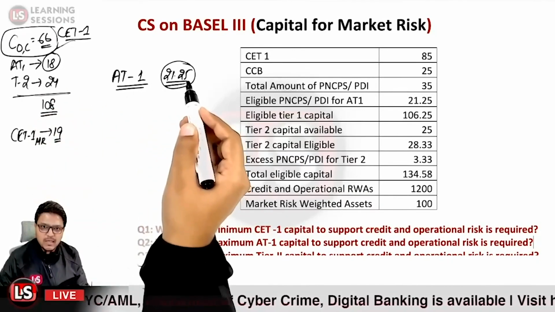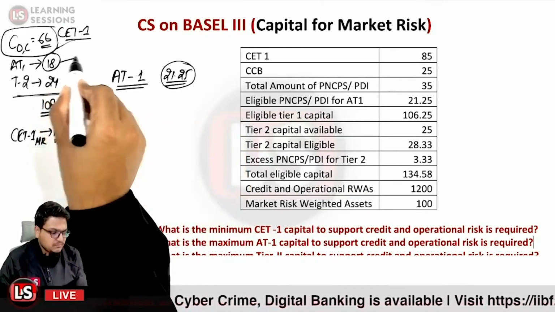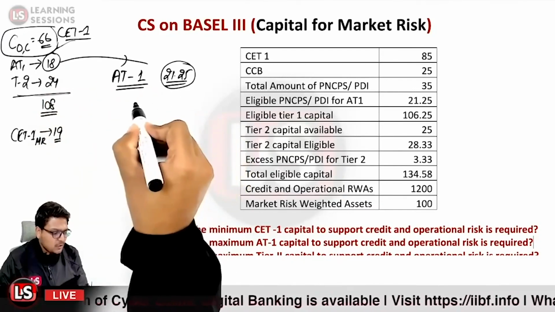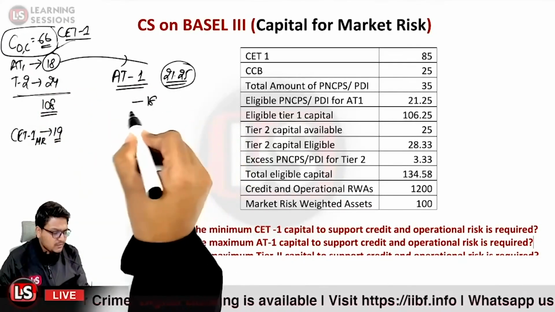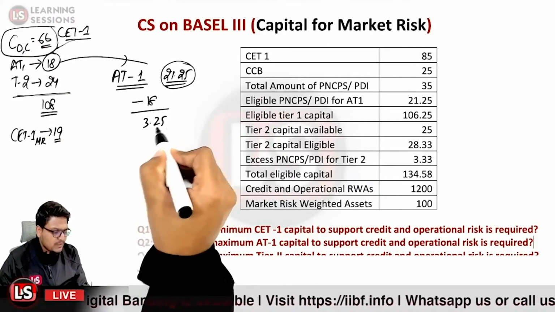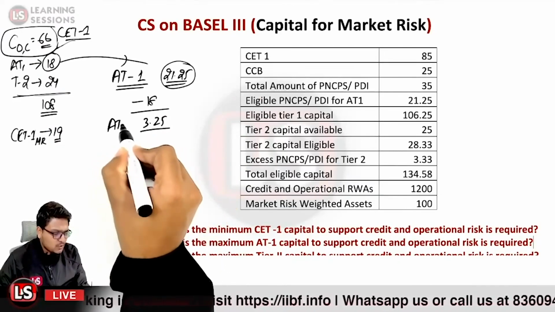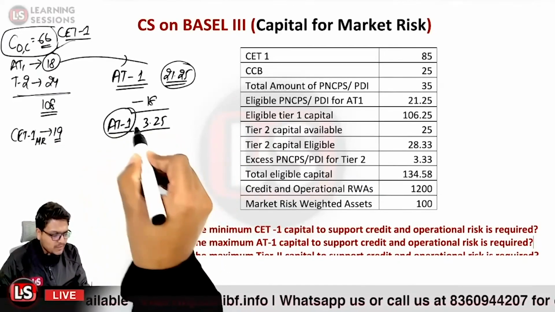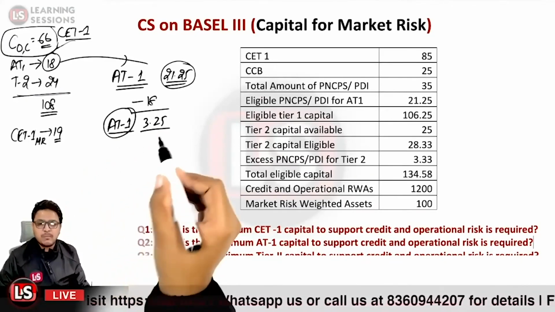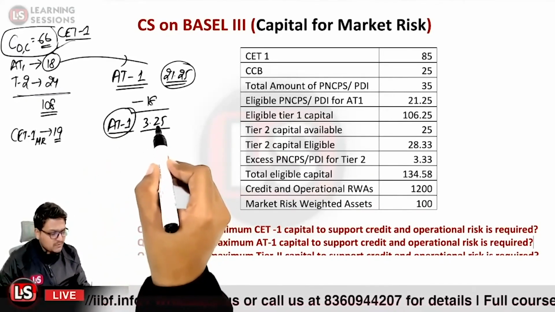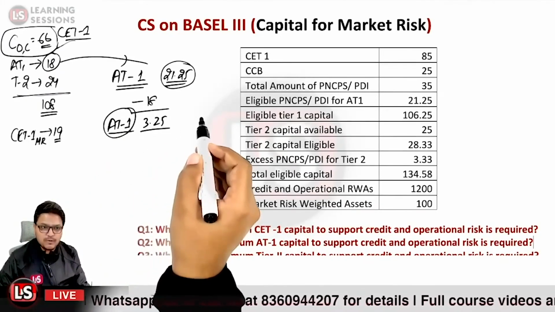18 have already been maintained. And further, the left out, we are only left with a 3.25 capital ratio, or 3.25 of the additional tier 1 eligible components. Okay, so the eligible components we are left with is 3.25.